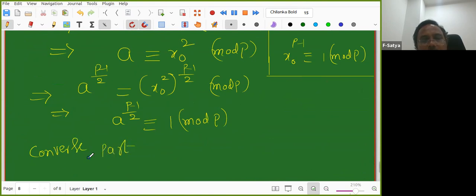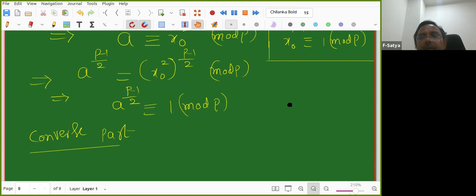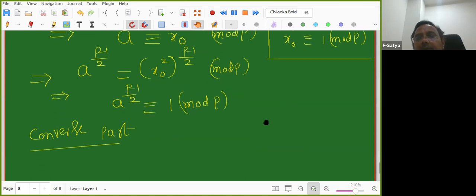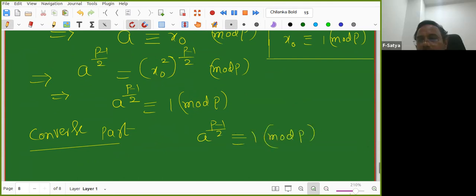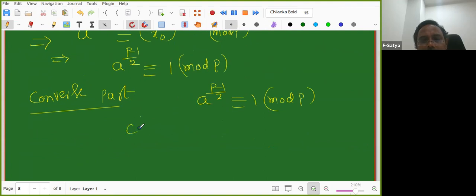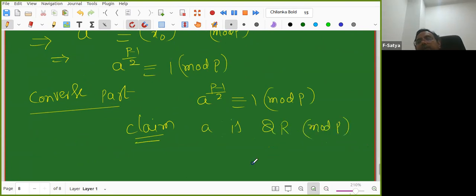What do you mean by the converse part? a power (p minus 1) by 2 congruent to 1 modulo p implies that a is a quadratic residue. Wonderful. Thank you. So what we need to prove is that a is a quadratic residue modulo p. This I want to show.